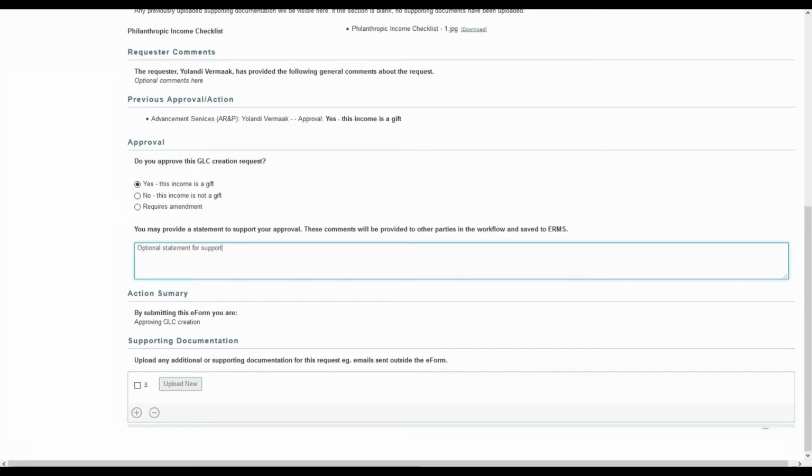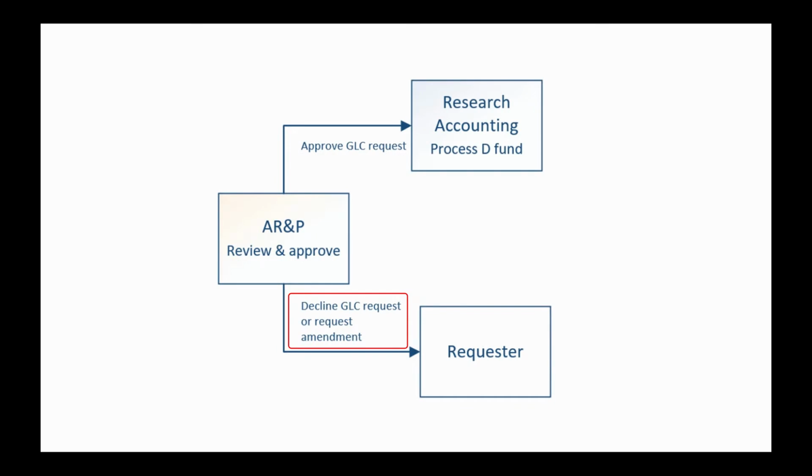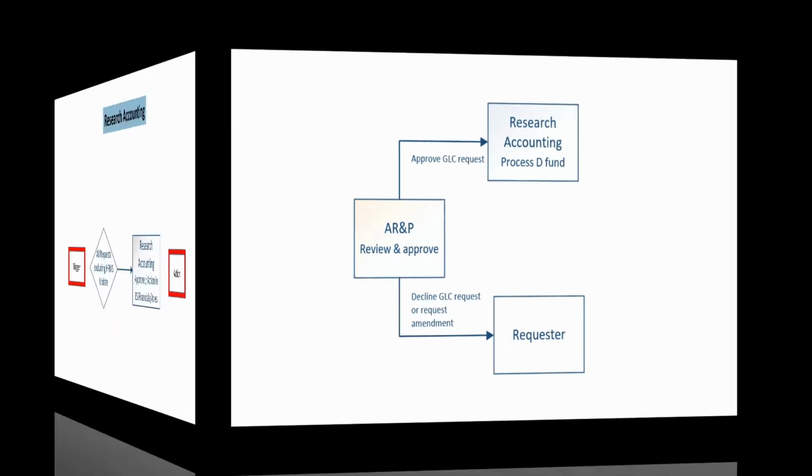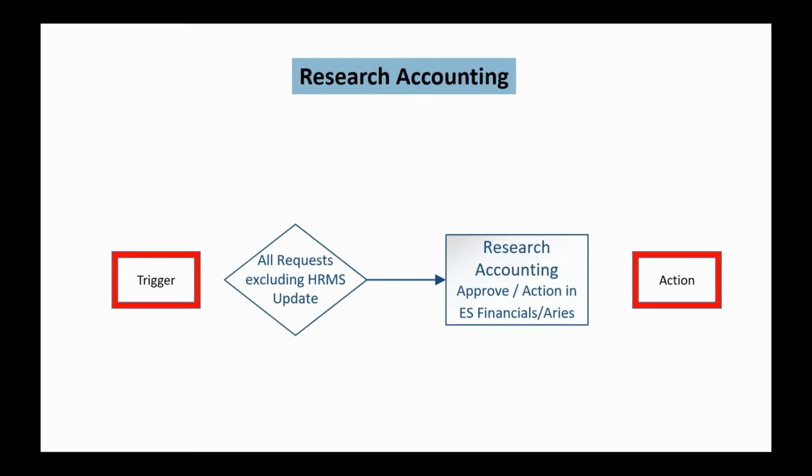If you do not approve the GLC request or require an amendment, the e-form will be sent back to the requester. Reasons for your decision are mandatory and will be provided to the requester. Except for HRMS change requests, which will go to HR systems, all other General Ledger Code requests will be assigned to Research Accounting. You will either need to review and approve and then action the request in ES Financials and Aries, or in the case of D fund requests or a temporary inactivation, just to update ES Financials and Aries.